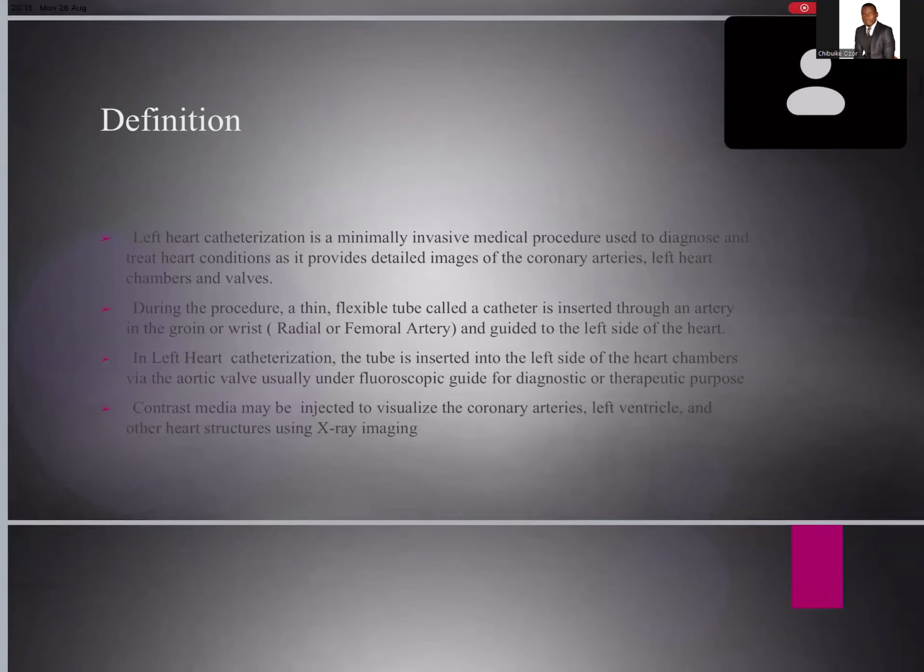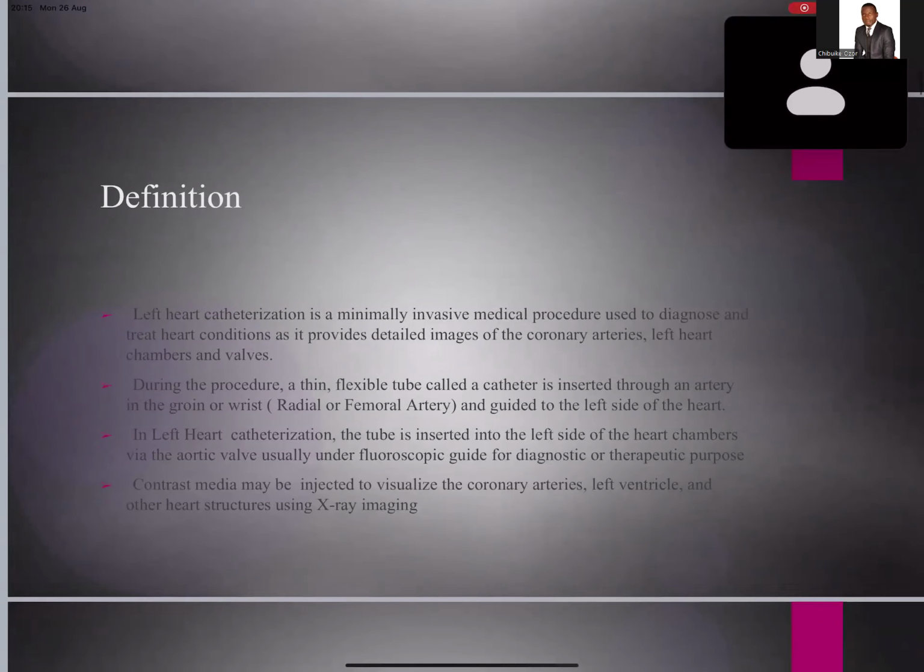Now, by way of definition, as a focus on our main topic today, left heart catheterization is a minimally invasive medical procedure used to diagnose and treat heart conditions, as it provides detailed images of the coronary arteries, the left chambers, as well as the valve itself. And during this procedure, a thin, flexible tube called a catheter is inserted through an artery in the groin or wrist, depending on the radial or femoral access, and guided to the left side of the heart.